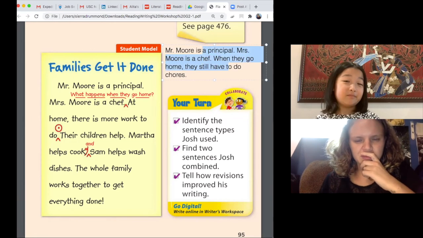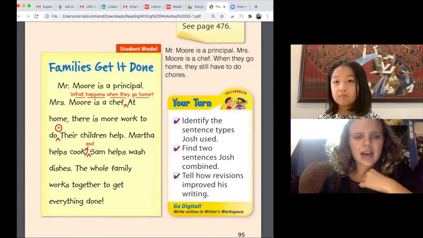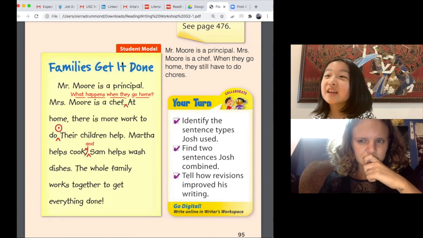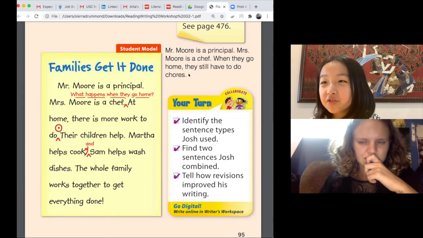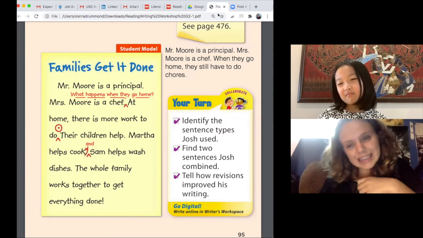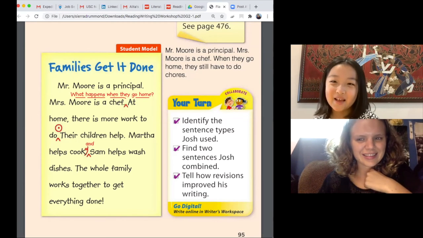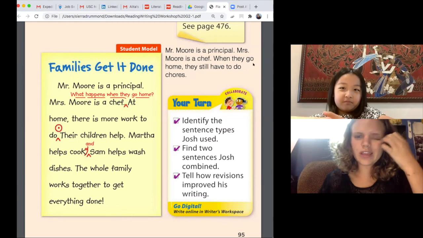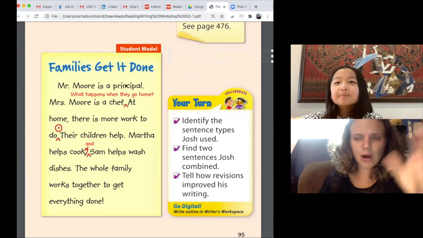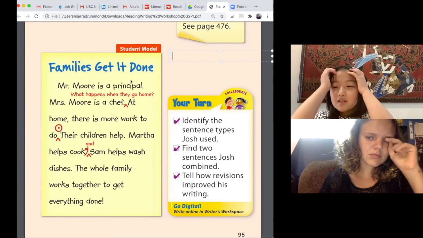But still, I think that Josh just thinks that they need to add another detail to their story. But that's not it: when they go home, they still have to watch your kids. That is not the detail. That is a detail. No. That is not the detail they should put in this box. Okay. Not at all. What do you think they should put? Josh thinks there should be another sentence about what happens when they go home. This one is tricky.